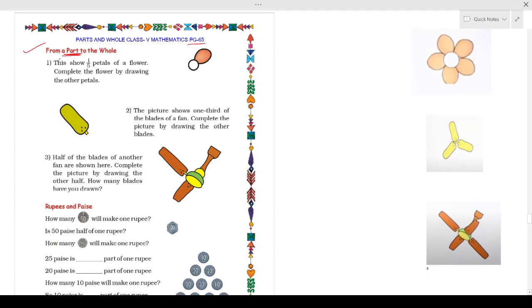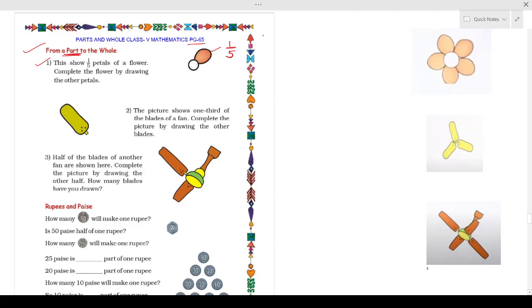So here you can see in the first question what is written. This shows 1 by 5 petals of a flower. Complete the flower by drawing the other petals. So children, this petal you can see here, this is 1 by 5 petals of a flower, means कि ये 5 petals में से 1 petal here we have in this figure. Okay, out of 5 petals, 1 petal is already drawn over here. Now we have to draw 4 more petals.